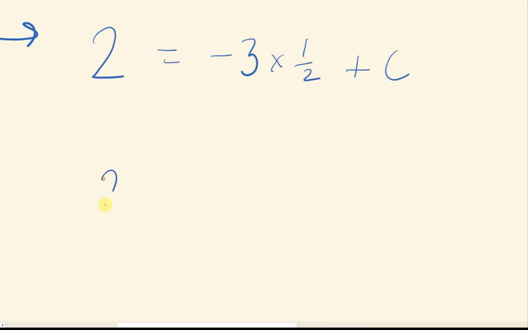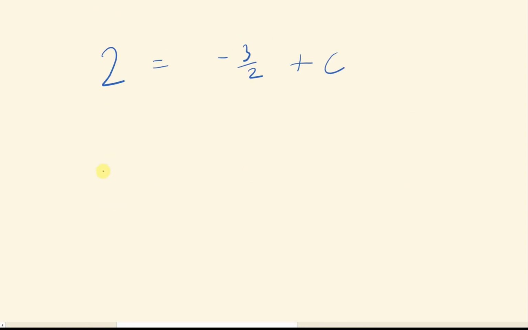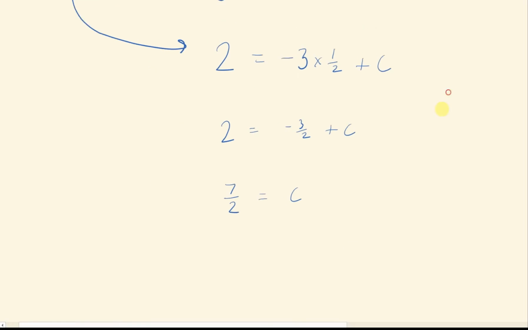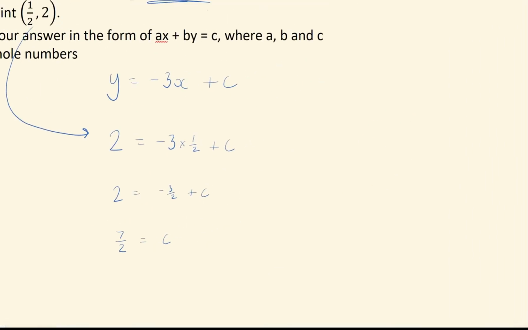Okay, let's work that out. So 2 is -3 over 2 plus c. So therefore c is going to be 2 and 3 over 2. As a mixed number, if I do 2 plus 3 over 2, that is going to be 7 over 2. So it's 2 plus 1.5, which is 3.5. But for all these questions, it's always easiest to work with c being an improper fraction or top-heavy fraction. So we have this equation of the line. That is y equals -3x plus 7 over 2.